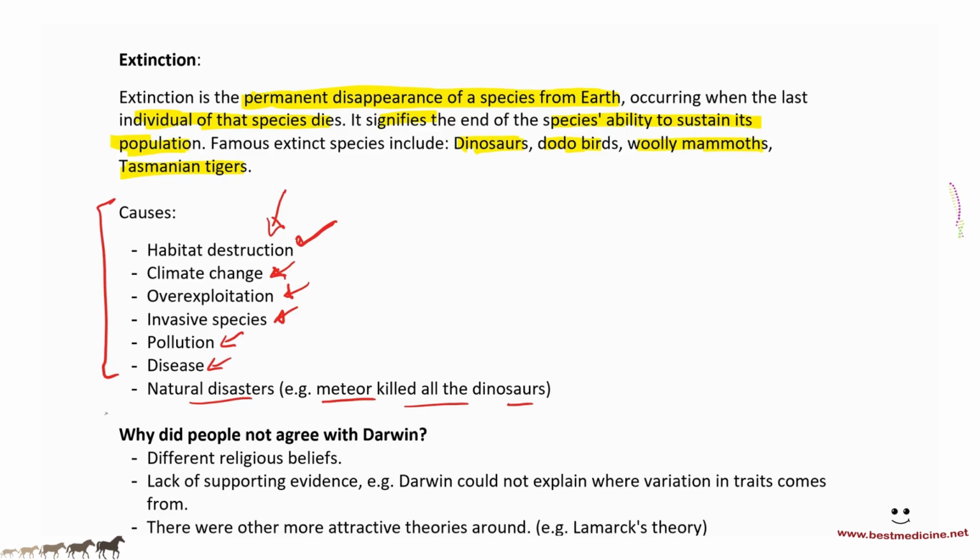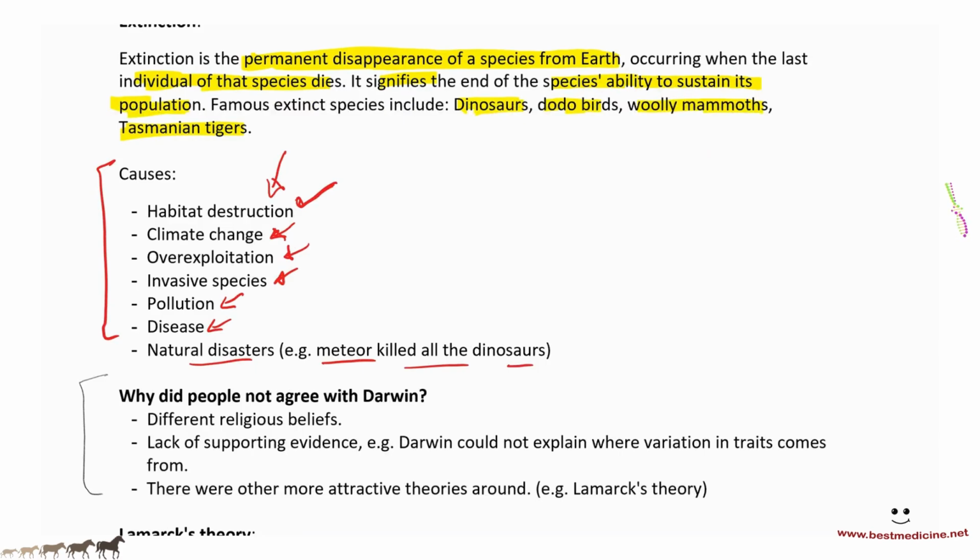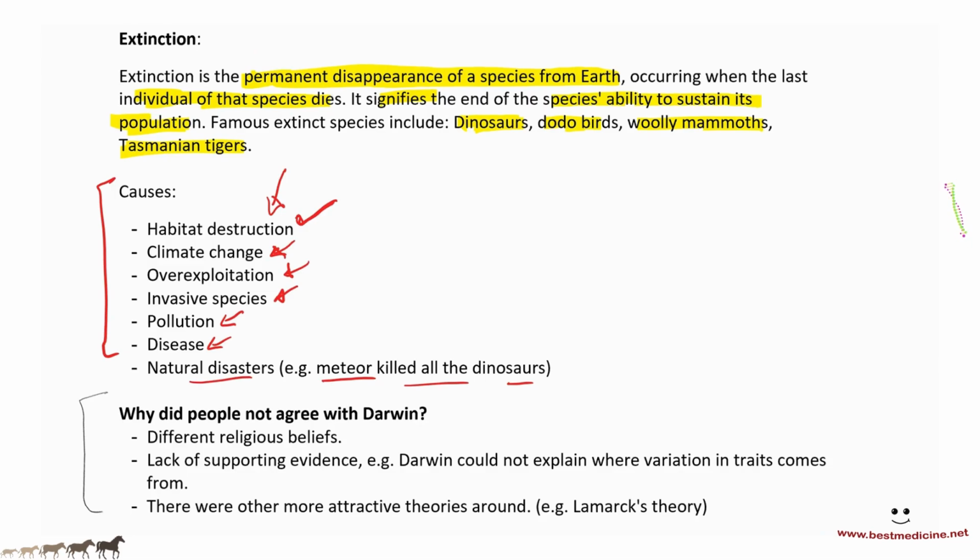Another famous question that shows up on the exam, I put this here just so you're aware of this, and hopefully it will show up on the exam so that you can get full marks. Why did people not agree with Darwin? Why did they have disagreements? Well, number one, there were different religious beliefs. People used to believe, for example, that humans come from Adam and Eve. That's a popular belief, right? I'm not saying it's wrong. It could be right, because Darwin's theory is still also a theory, right? It's not 100% accepted fact. Number two, lack of supporting evidence. For example, Darwin could not explain where variation in traits comes from. There were other more attractive theories around that people liked more, for example, Lamarck's theory. So if a question on this comes for 2 marks, then maybe I will go for this one and this one. Okay?